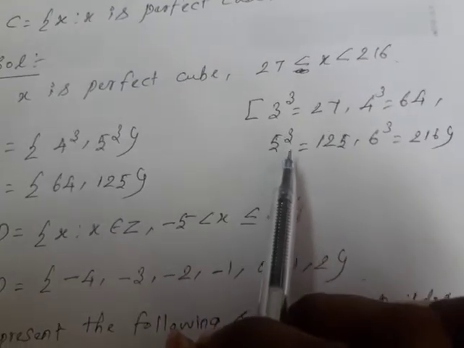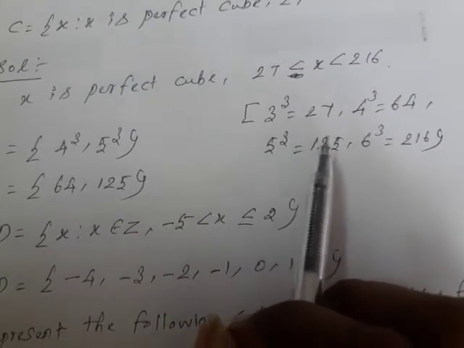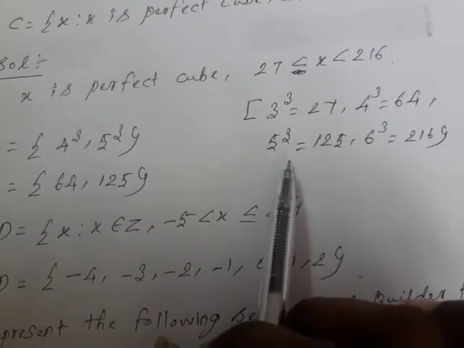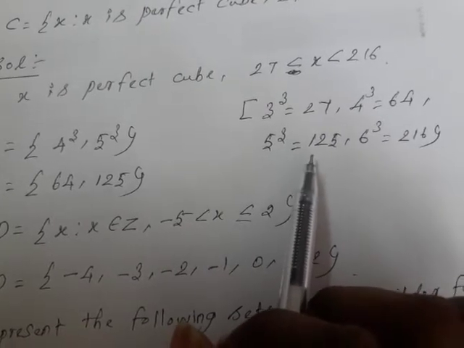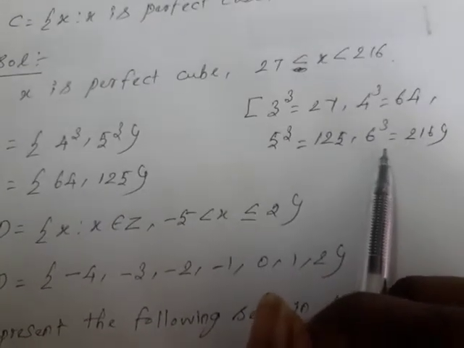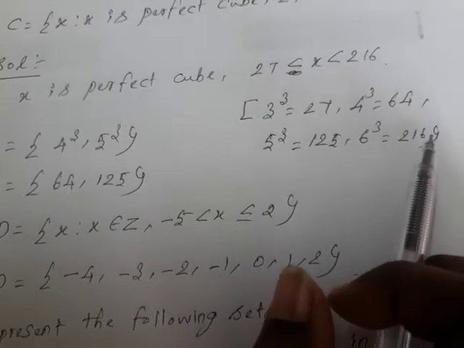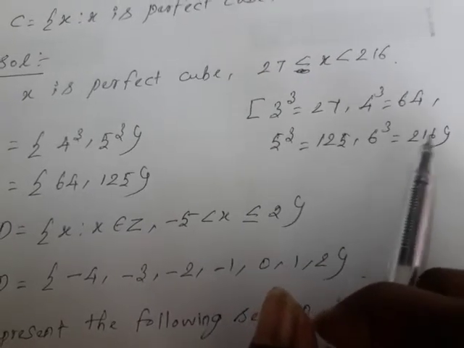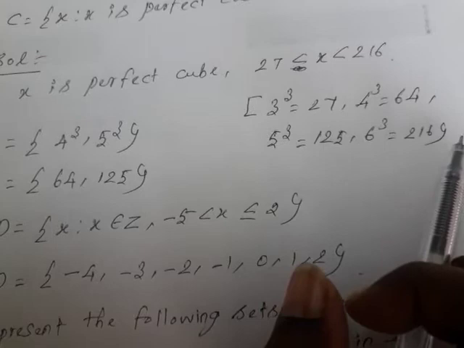The next one, 5 cube. 5 into 5 into 5. 5 5s are 25. 25 5s are 125. The next one, 6 cube. 6 into 6 into 6. 6 6s are 36. 36 6s are 216.